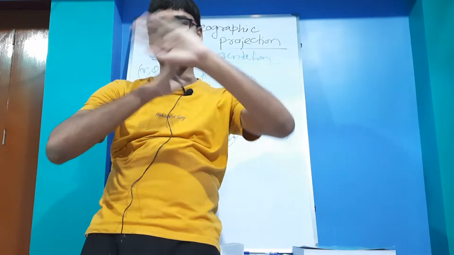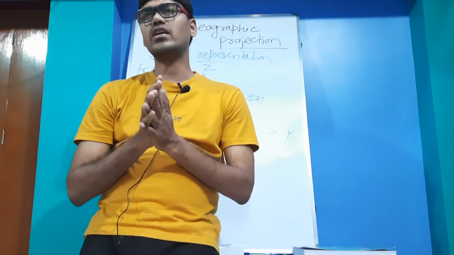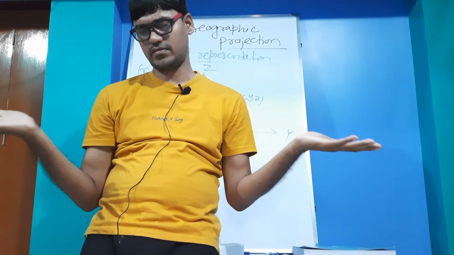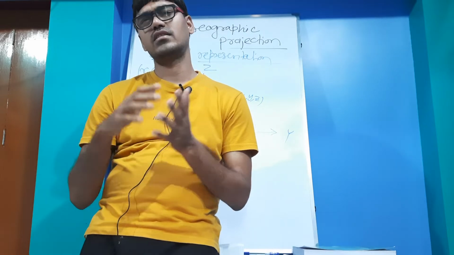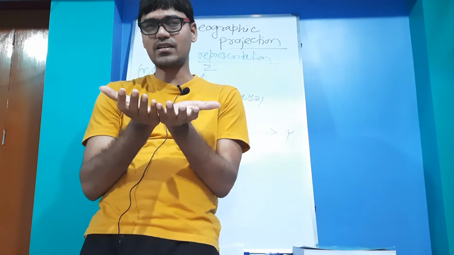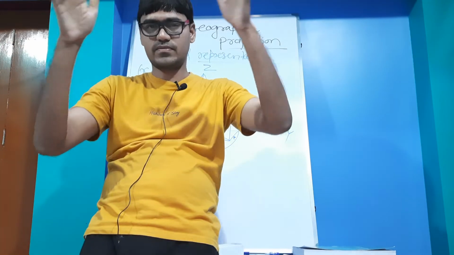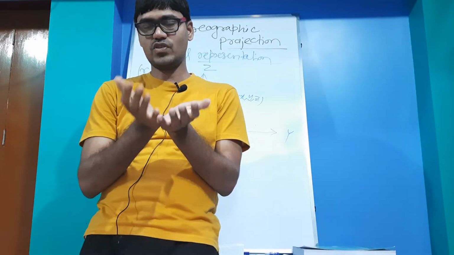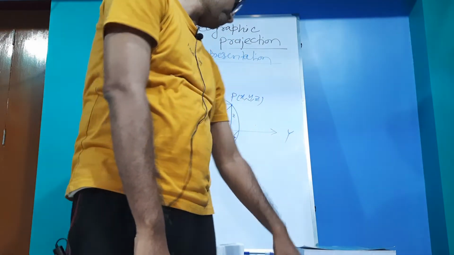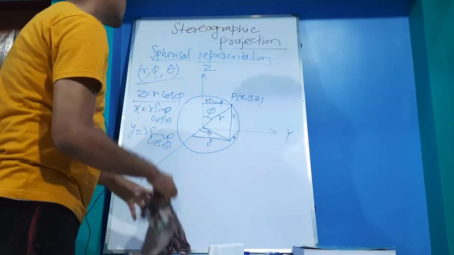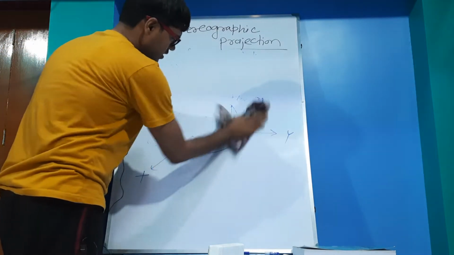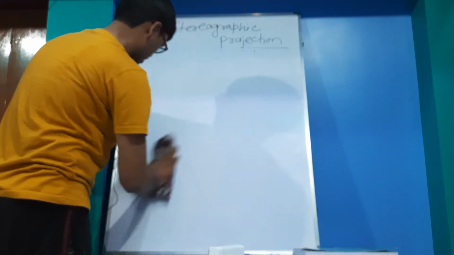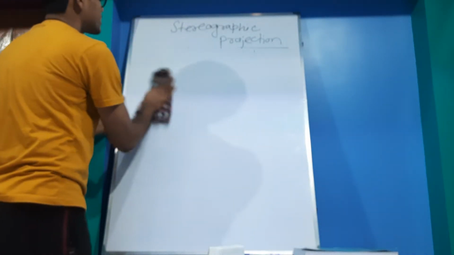Stereographic representation is like if you think of a plane, an Argand plane, and you are folding that plane into a sphere. So that kind of thing is going to happen here. To know the stereographic representation, you have to recall spherical representation. So what is spherical representation?